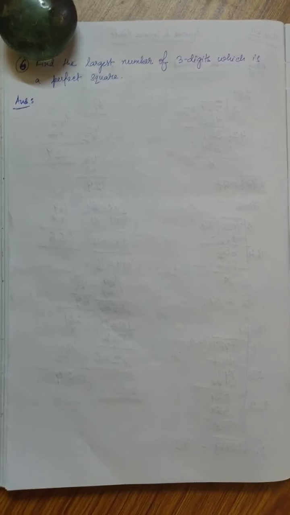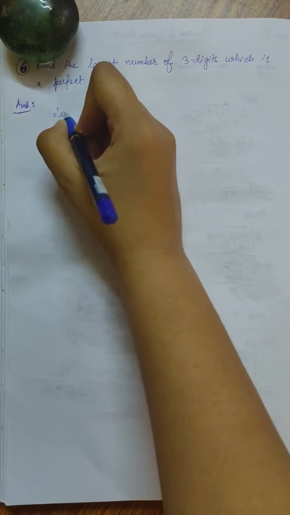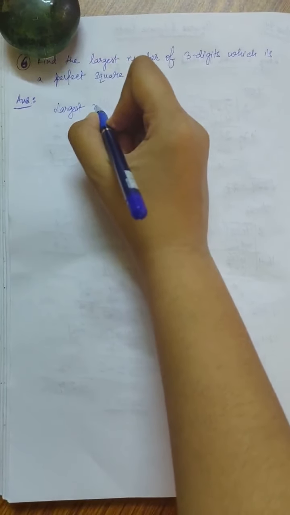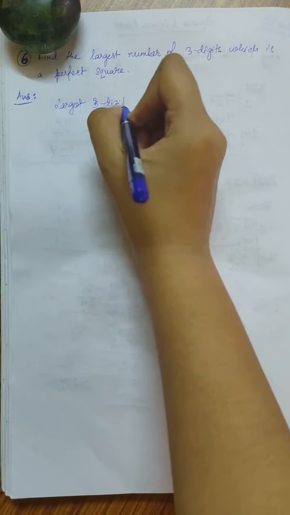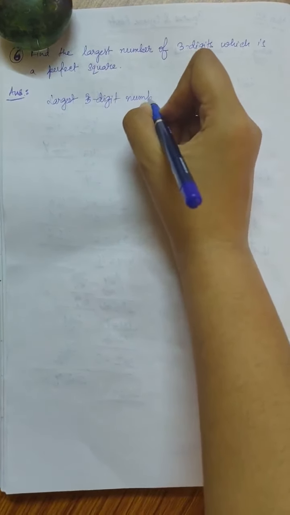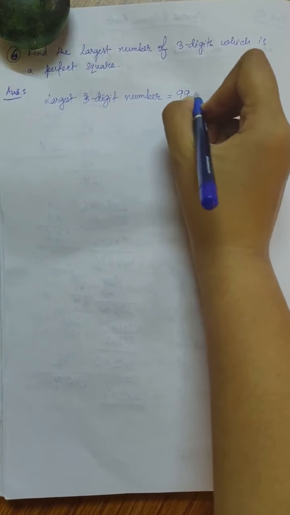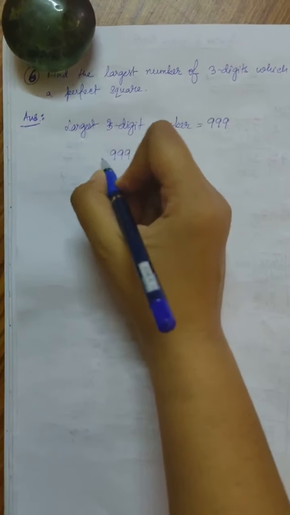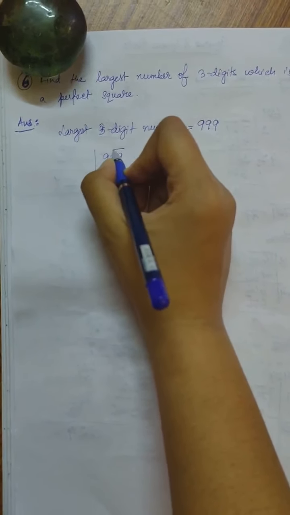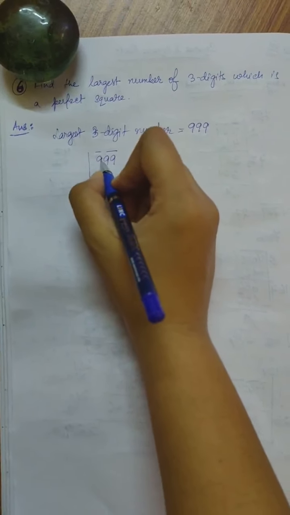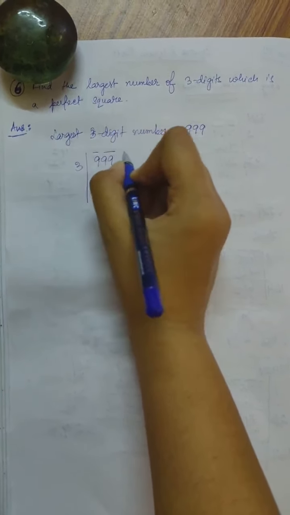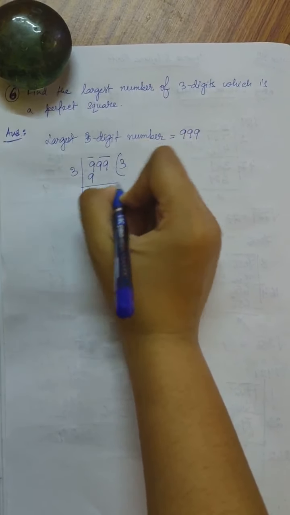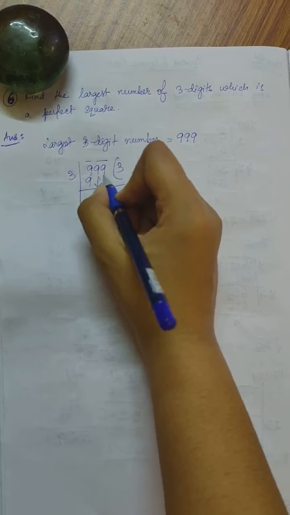So to solve this, at first I will take the largest number of 3 digits. So the largest 3-digit number is how much? It is 999. Okay, so we have to see which is the largest number of 3 digits which is a perfect square. For solving that, first I will put this 999 into the long division method. For the long division method we will take two numbers and one number here. So first number we have 9. So 3 into 3 gives us 9. So no remainder from the first number. So this 99 directly comes down.